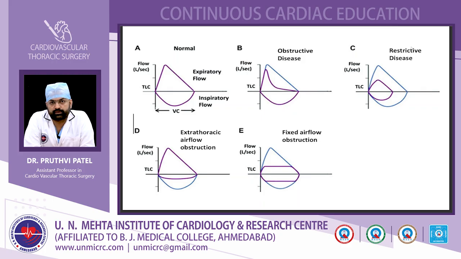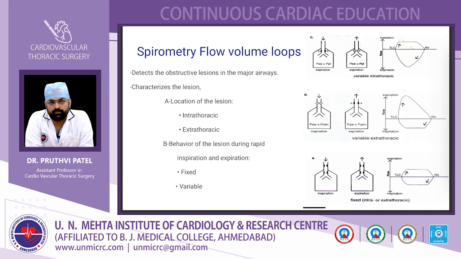B is showing an obstructive pattern. In that, the patient's lungs are trapped with air, so he is not able to expel properly. And diagram C is showing restrictive disease. The overall loop is smaller compared to the normal loop, and total lung capacity is reduced. Diagram D is showing extrathoracic airflow obstruction, and E is showing fixed airflow obstruction, which we'll learn in the next slide. So spirometry flow volume loops detect obstructive lesions in the major airway.